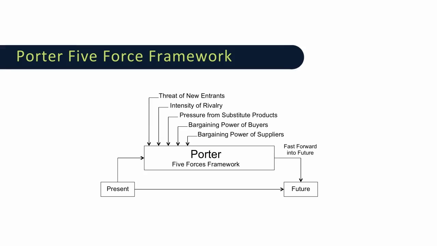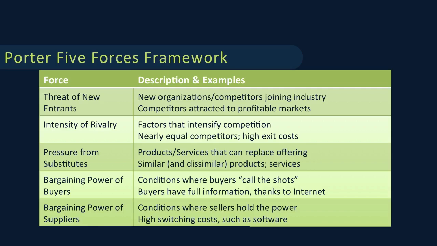The next method to examine market trends is the Porter 5 Forces framework. The framework offers 5 different forces that can act on industries to make them more or less attractive. The forces are listed on the slide. We discuss each force on the next slide. In the Porter 5 Forces framework, the first force is the threat of new entrants, which consists of new organizations joining the industry, which can be viewed as competitors. The problem is especially great in growing and profitable markets, which tend to attract new competitors.